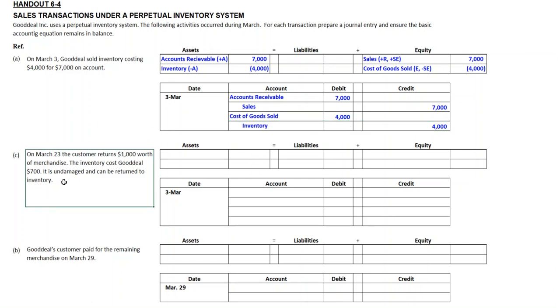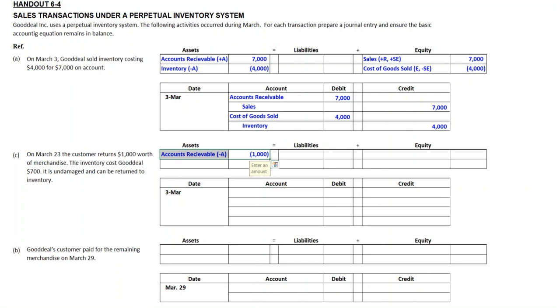Next, we're told that on March 23rd, a customer returns $1,000 worth of merchandise. The inventory had cost Good Deal $700, and the inventory is undamaged and can be returned to inventory. So if the customer has returned $1,000 worth of inventory, we need to reduce accounts receivable for $1,000. In other words, we're going to what we call credit their account, correct? So they don't owe us $1,000.